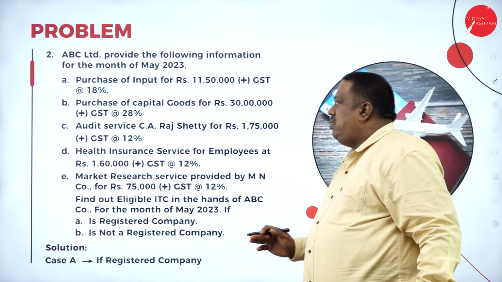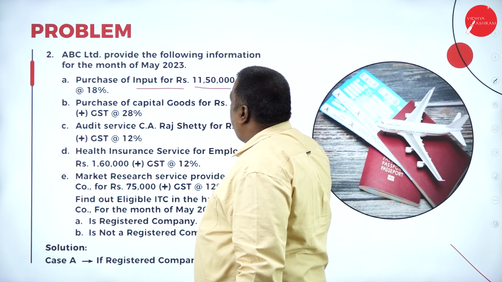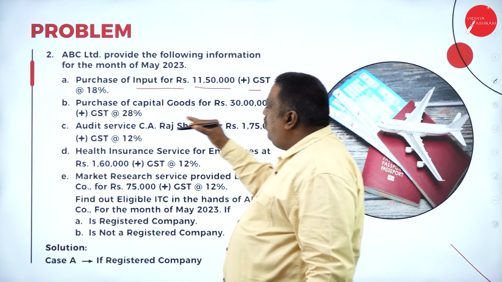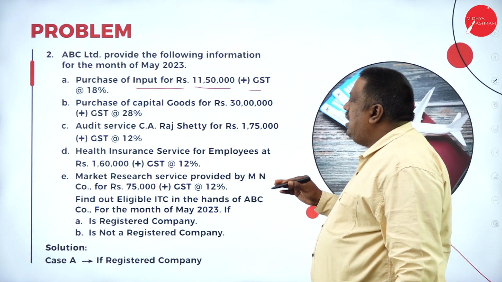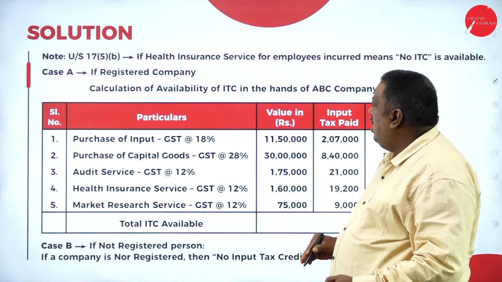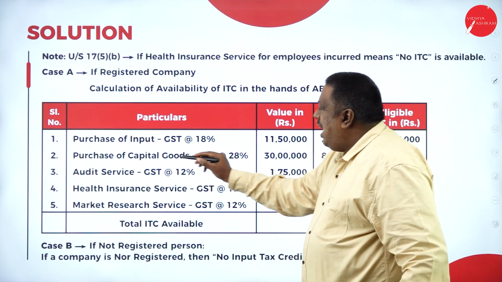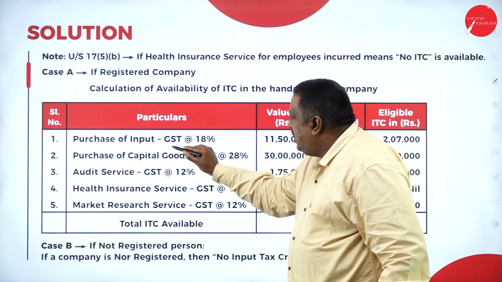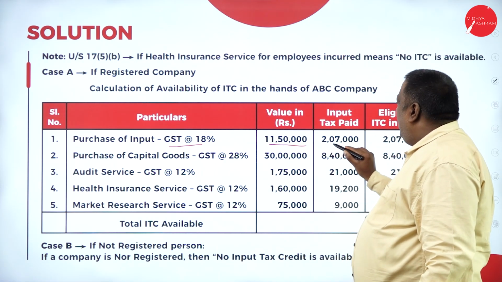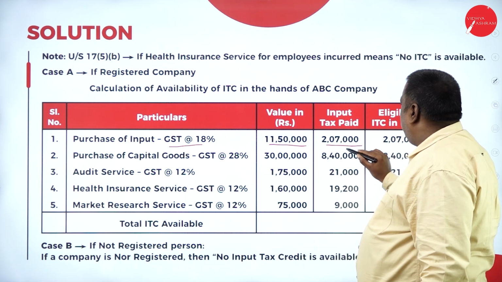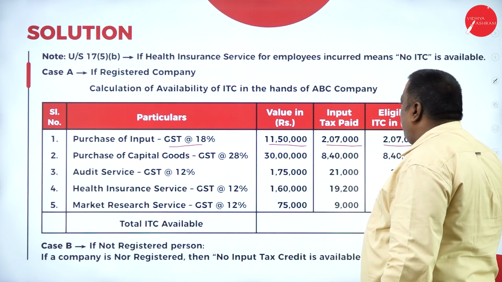In the second case, see here, the purchase of input for rupees 11,50,000 plus GST 18%. For each individual transaction given here, we have to identify what GST is payable by the person, whether he is going to get the input tax credit benefit or not. Say, I have purchased input with GST at 18%. The value of the goods was 11,50,000. The ITC, input tax paid, was 2,07,000. The entire amount is eligible to claim, the 2,07,000 benefit.